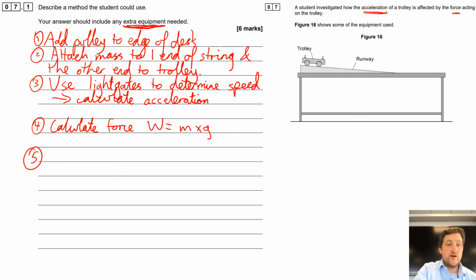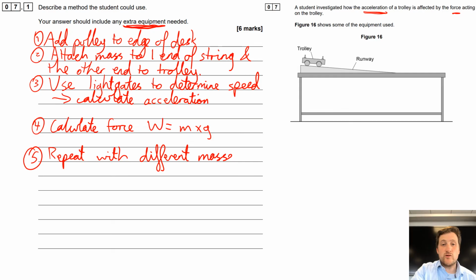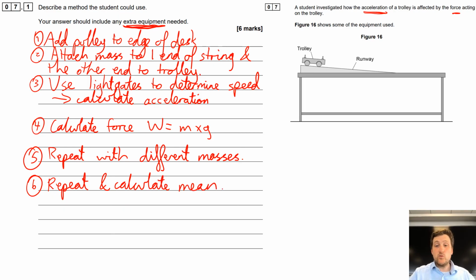So what do we do? We repeat with different masses. Okay, always important to say what you're going to change. We're going to repeat with different masses, and our final step, always, is repeat and calculate the mean. Again, within there we could say remove anomalies as well.